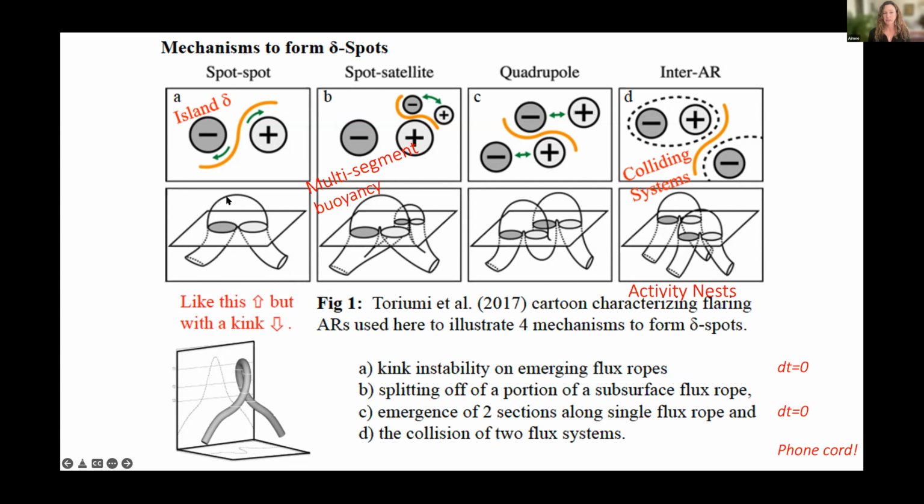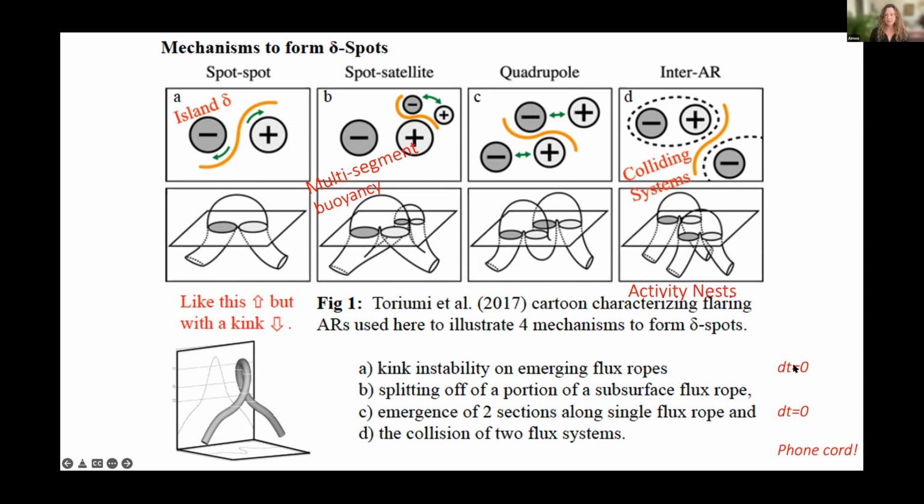So that's this one, and there's a cartoon here, and it's a little bit confusing because they're trying to show you the subsurface connection of these tubes, what they think is happening subsurface, but this one doesn't really show the tilt. So the kink. So I put the kink here. And then these two are what they call multi-segment buoyancy situations, where there's a splitting off of a portion of a subsurface flux rope, and there's an emergence of two sections of the same flux rope. So these are the multi-segment buoyancy.